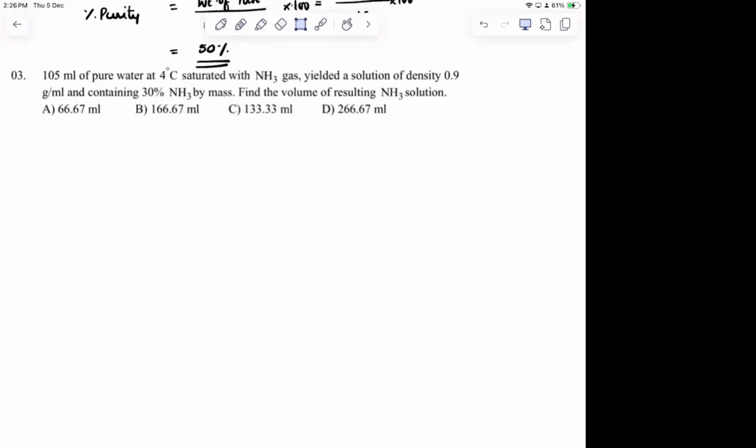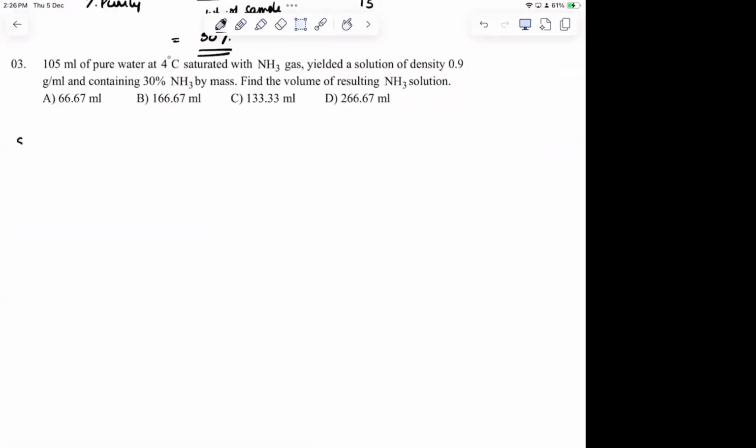See the third question, everybody. 105 ml of pure water at 4 degrees, with ammonia gas, yields a solution of density 0.9 gram per ml and containing 30 percentage by mass. Find the volume of the resulting ammonia solution. Okay. Find, 105 ml of pure water of this one, when pure water with ammonia gas yields this one. Find the volume of resultant ammonia solution.